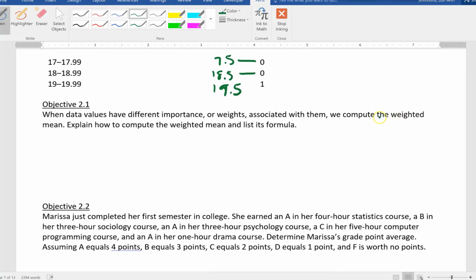When data values have different importance or weights associated with them, we compute the weighted mean. Explain how to compute the weighted mean and its formula.